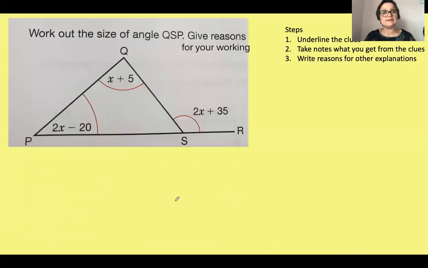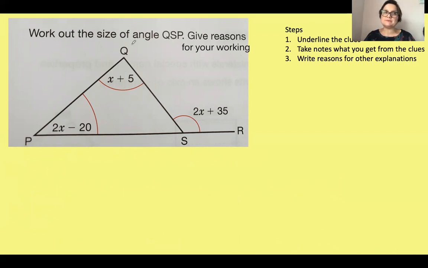Let's have a look at another question. Again, give reasons for your working out. Even if you have questions in geometry that don't ask you to give reasons for your working out, you must. Remember this one from me, you must give reasons for your working out. It says, work out the size of angle QSP.